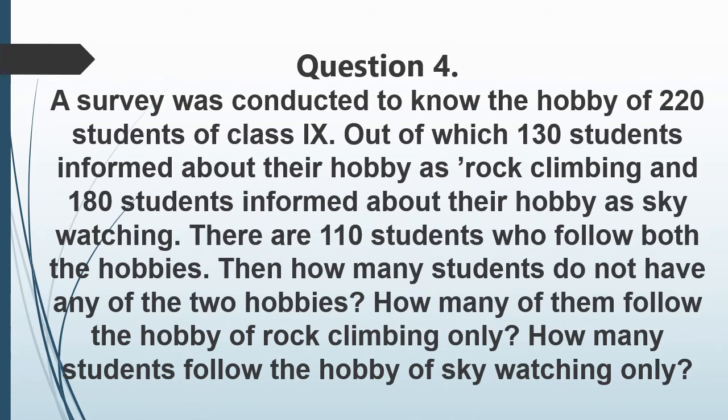Question number 4. A survey was conducted to know the hobby of 220 students of class 9, out of which 130 students informed about their hobby as rock climbing and 180 students informed about their hobby as sky watching. There are 110 students who follow both the hobbies. Then, how many students do not have any of two hobbies?